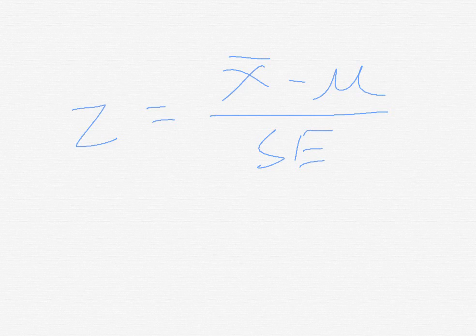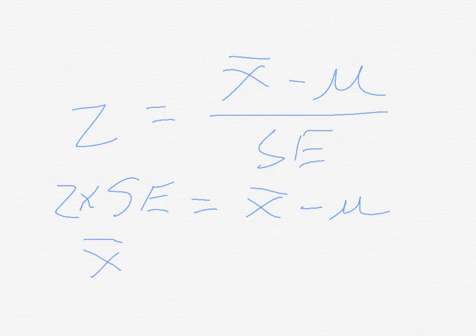If we did some simple algebra to rearrange this equation, we could start by multiplying by the standard error, and so we'd end up with z times SE equals the mean minus mu. Then, to cancel out the negative, we'd end up with the mean minus the z-score associated with that mean times the standard error is going to be equal to mu.